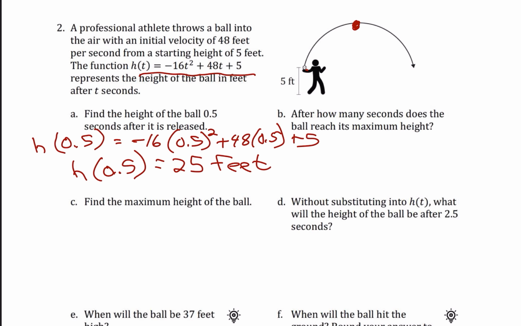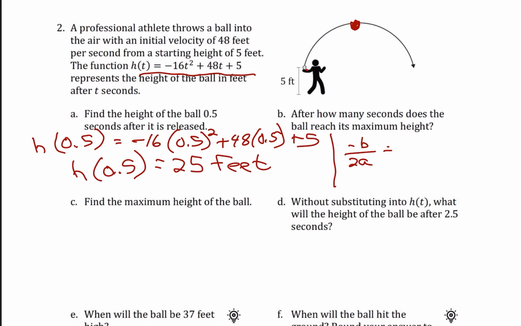Okay, let's go to part B. So for part B, it says, after how many seconds does the ball reach its maximum height? So what we know is that the maximum height is going to be at this vertex. And the way we find the x-coordinate of a vertex of a parabola is by doing the opposite of b over 2a. In this case, it's going to be the value of t.